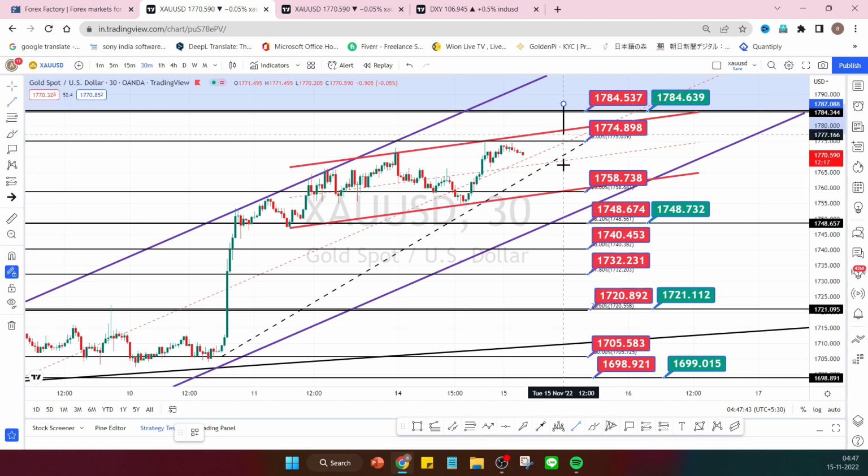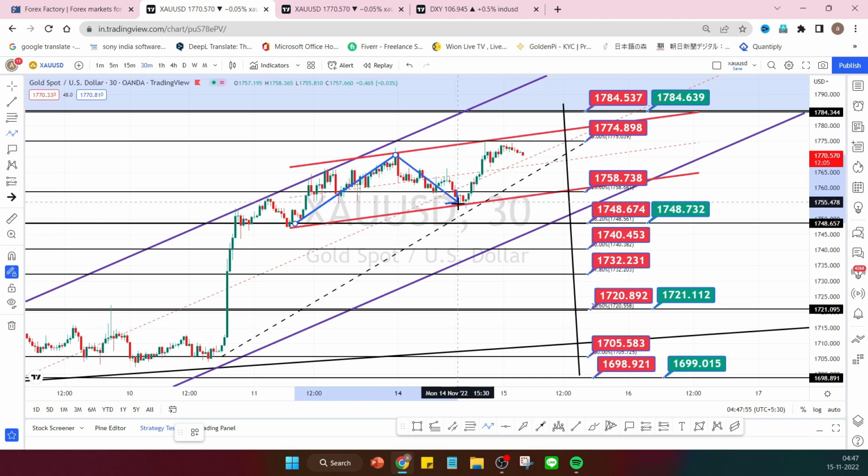So the values within this red color boxes are going to be the current resistance and support levels for current price action in 30 minutes time frame. Currently the price action is consolidating within this bullish channel pattern and trading between the resistance level of 1774 and support level of 1758. Wait for the price action to break the support level of 1758, and next level of support is going to be around 1748, 1740, 1732, 1720, 1705 and 1700.